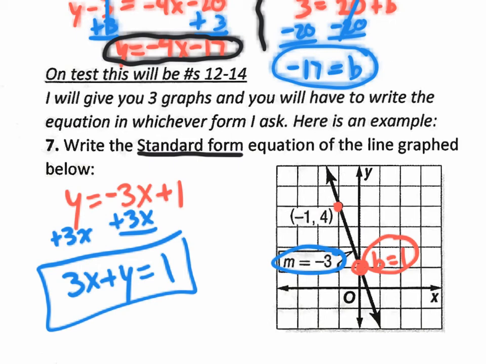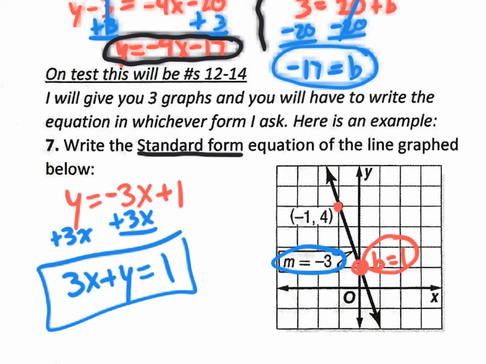So there's going to be 3 of these. One is going to be, change it to standard form. We did that. That's great. Another one, I'm going to give you a different graph. It's not going to be the same graph, but I'm going to give you a different graph, and I say, write the equation in slope-intercept form. Well, that's easy. What's the equation of this one in slope-intercept form? We actually started with that, y equals -3x plus 1, right?